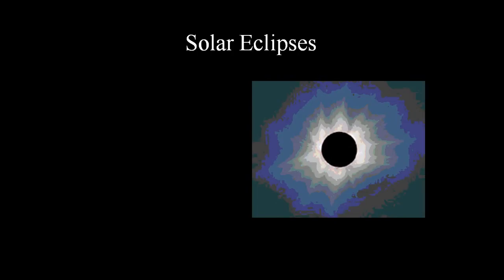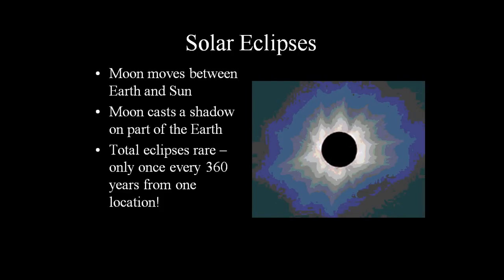Solar eclipses. The moon moves between the Earth and the Sun, and the moon therefore casts a shadow on part of the Earth. Total eclipses are rare, only once every 360 years from one location.